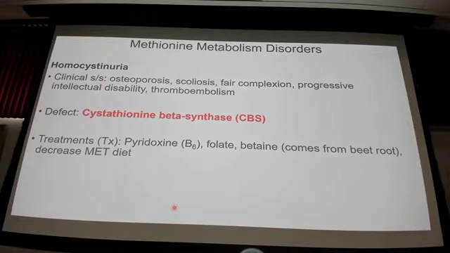When there are enzyme deficiencies in the methionine cycle pathway, we see conditions that are involved with connective tissue and intellectual capabilities. And so one of the conditions is due to a defect in the cystathionine beta synthase, and this causes homocystinuria. So you can treat this by vitamin B6 and some other vitamins as well, folate and betaine, and you would decrease the methionine in the diet.